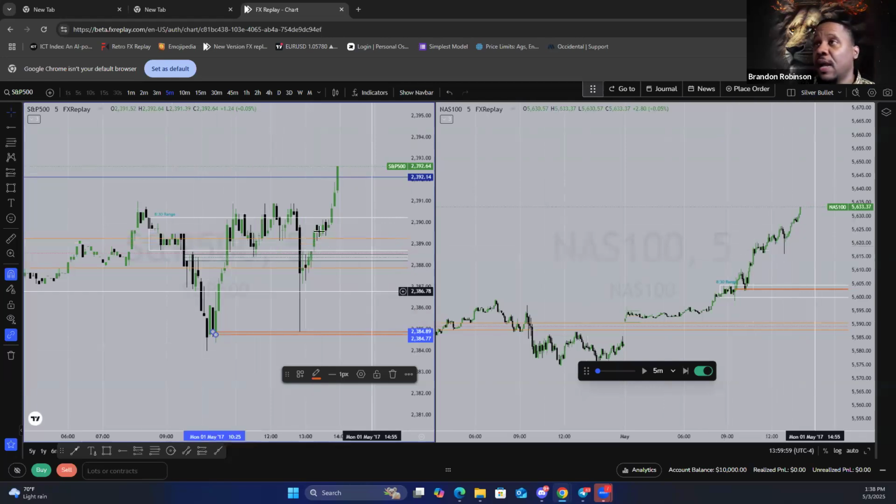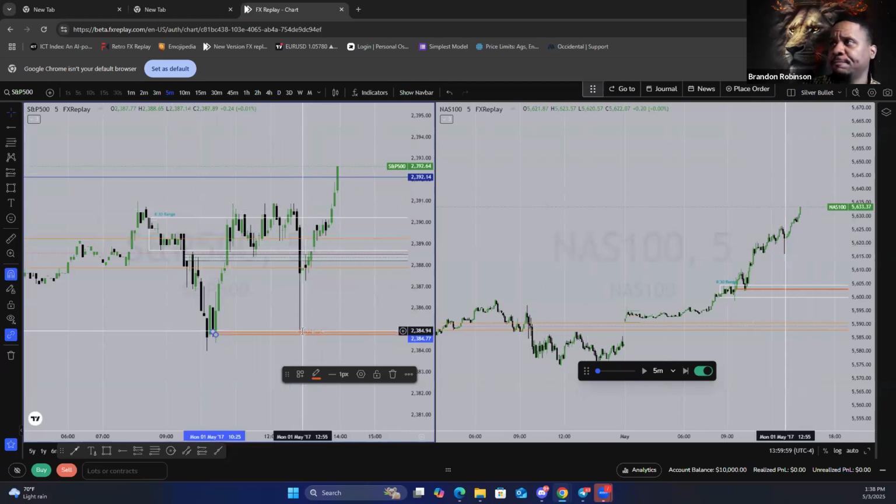So if we see how this came down and retraced, let's say this is like 5%, what did Nas do? Nas came down and barely dropped. This dropped below the 830 range, this dropped below the 830 range again, this dropped below the 9 o'clock low, the 11 o'clock low. Nas is going somewhere. It just dropped right here.